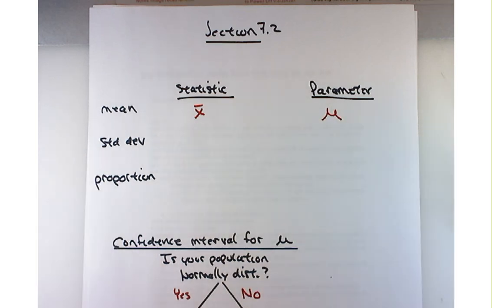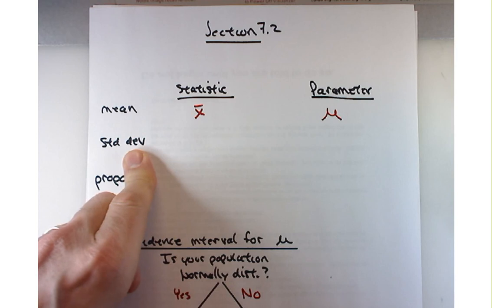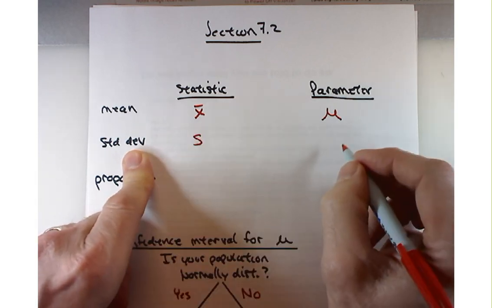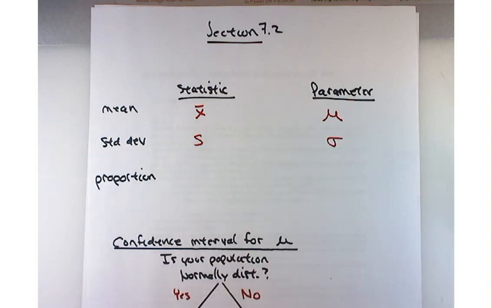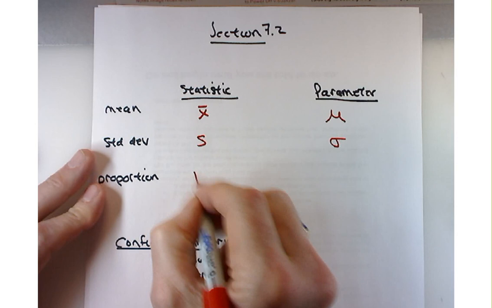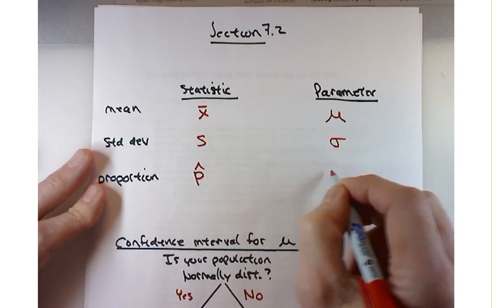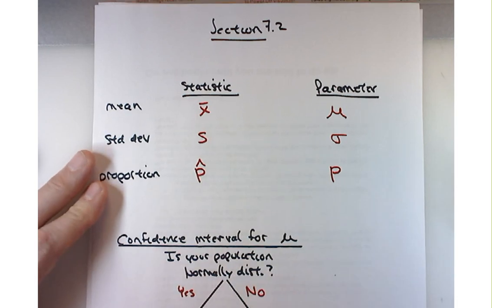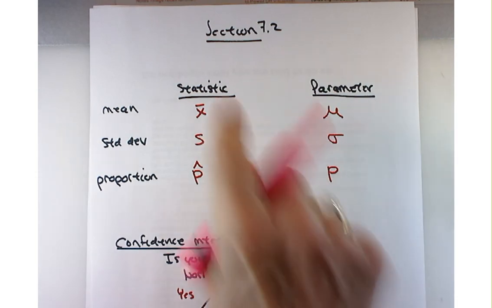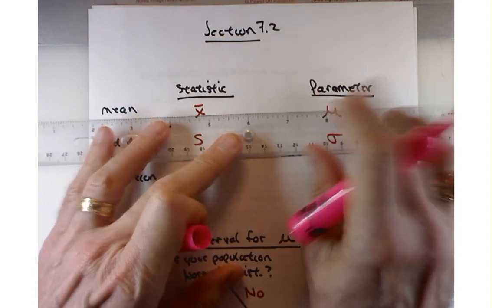Excellent. Sample standard deviation. S. Nice. Somebody else now. Sigma. Well done. Population or sample proportion? P hat. And then the population parameter, just P. Good.